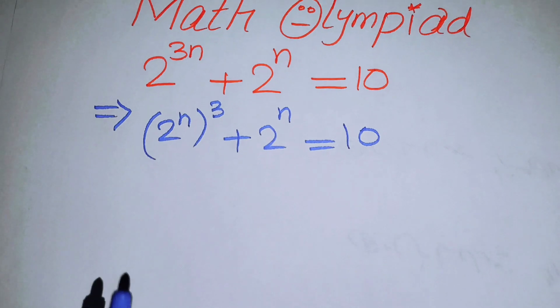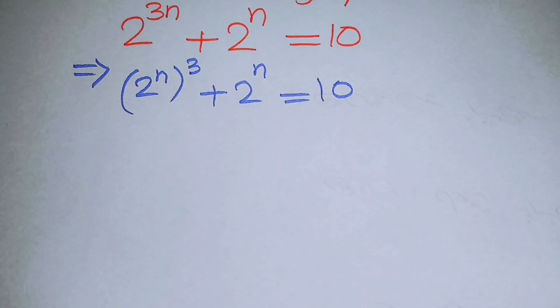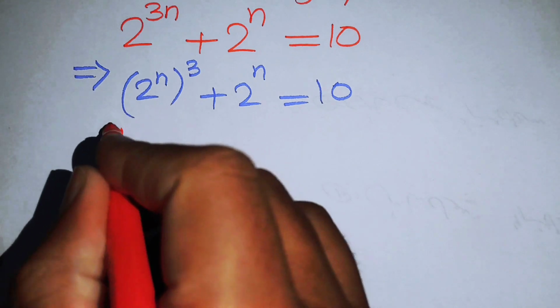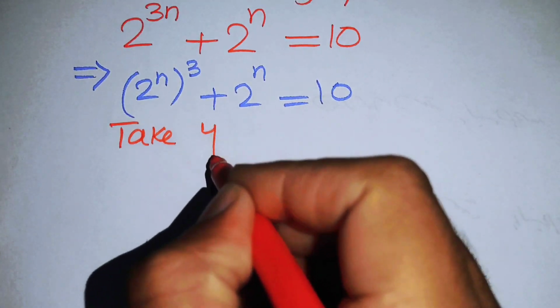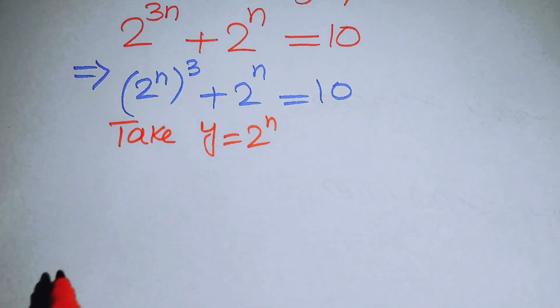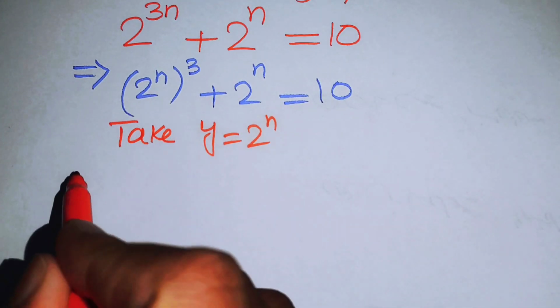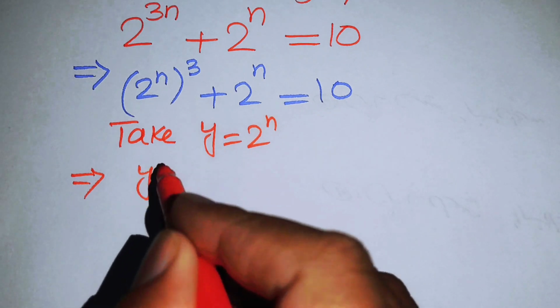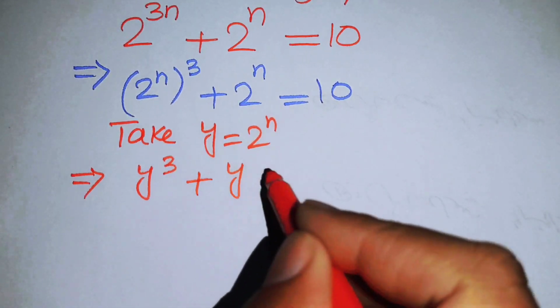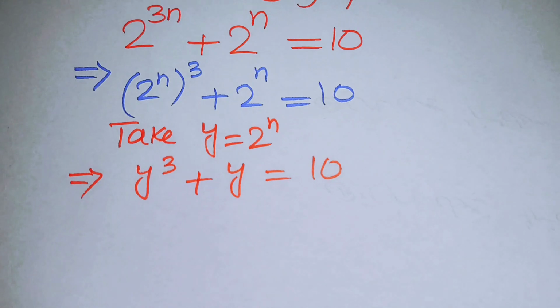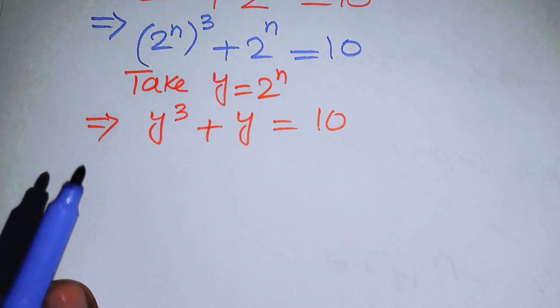So now in the next step we will change this nice exponential equation into the cubic form, so first we take y equals 2 to the power of n. So when you take y equals 2 to the power of n, then this equation becomes y cubed plus y equals 10. So after substituting y equals 2 to the power of n, the above equation becomes in cubic form, so now we will make the factors of this equation.